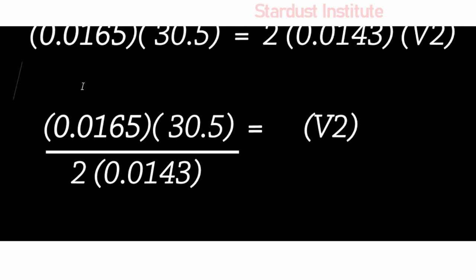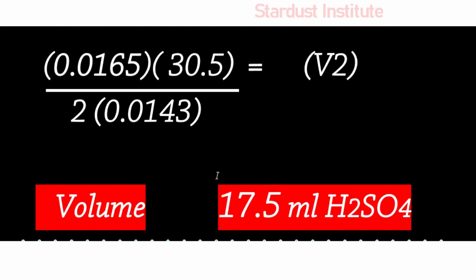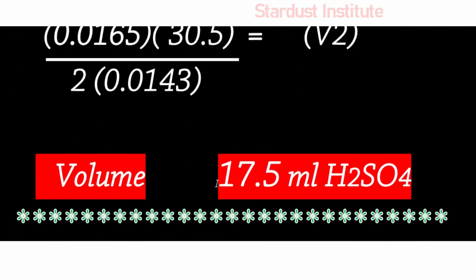By simplifying this, we can find the answer. You can use your calculator. Then we get volume 17.5 milliliters. Volume of this sulfuric acid solution is 17.5 milliliters.